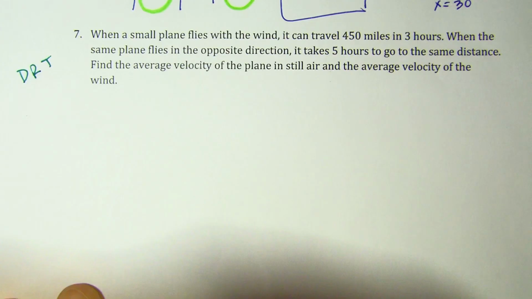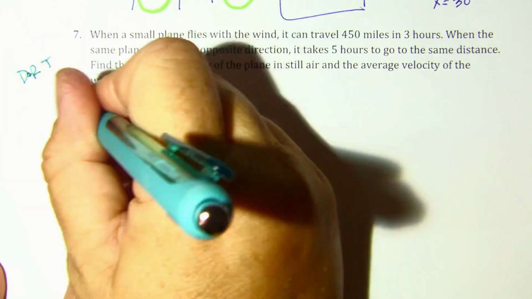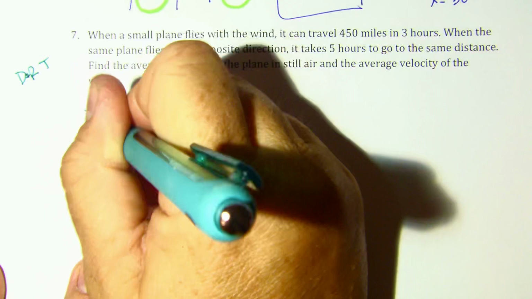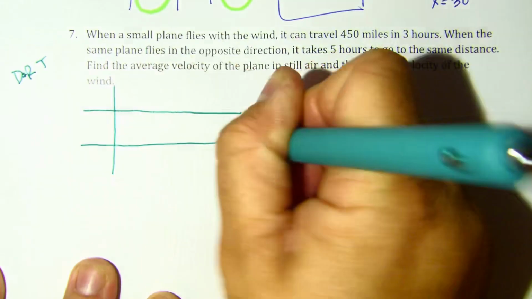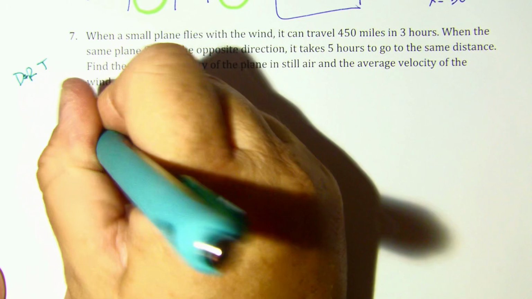And when we did these earlier in this semester, we set up a chart from the very beginning of the problem. So same chart is going to happen here. We have a trip with the wind and against the wind.